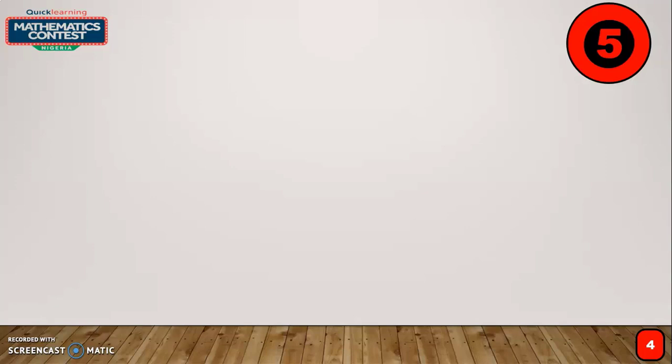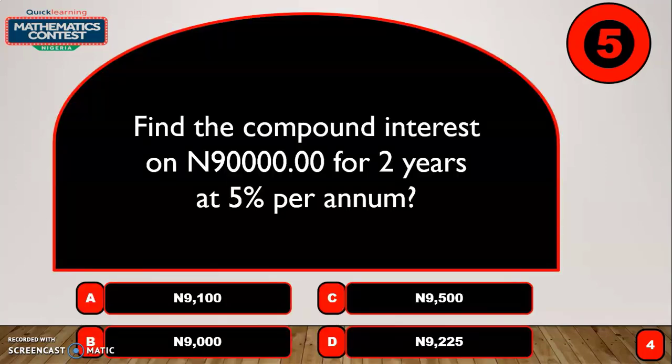Relax and let's continue. Find the compound interest on 90,000 naira for 2 years at 5% per annum. Option A, 9,100. Option B, 9,000. Option C, 9,500. And option D, 9,225 naira. Your time starts now.